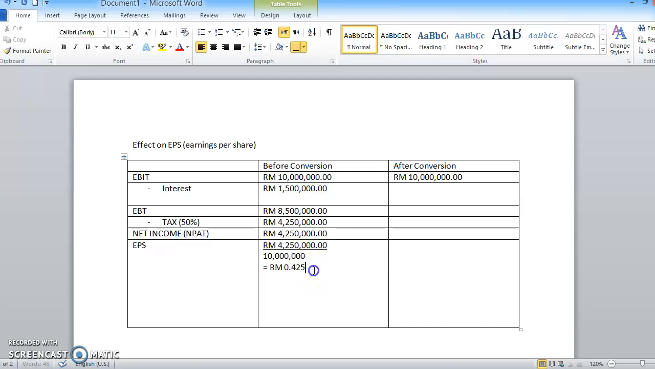So what about after the conversion? After the conversion, you also have to show the calculation part. So I'll show you in the next video.